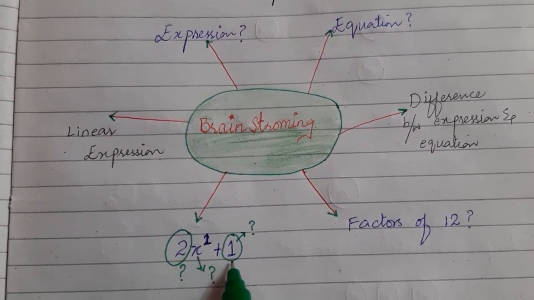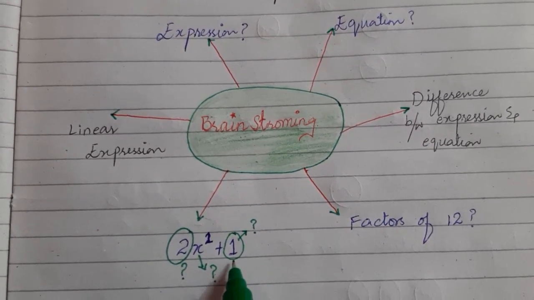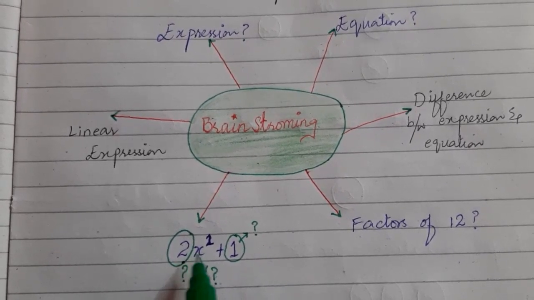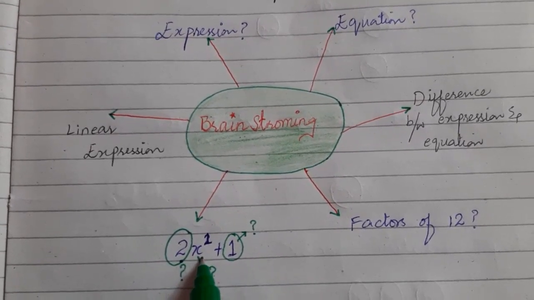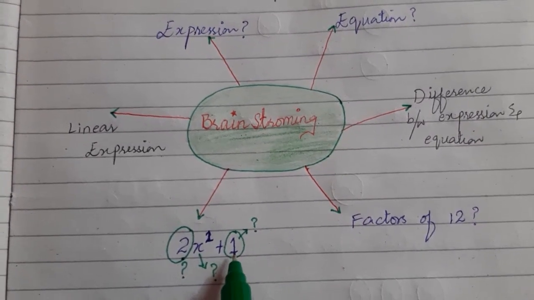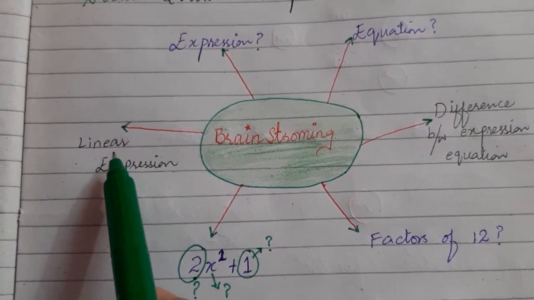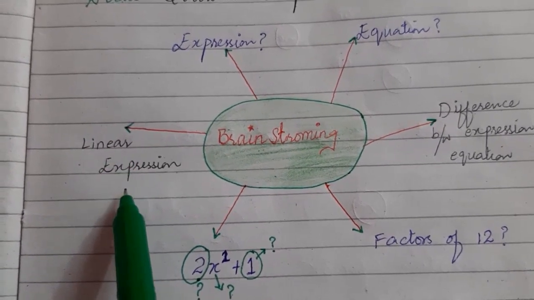Is this expression a linear expression? What is 2 in this expression? What is x in this expression? What is 1 in this expression? And the last question is, what do you mean by a linear expression?